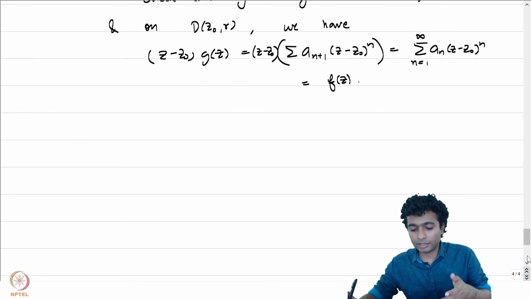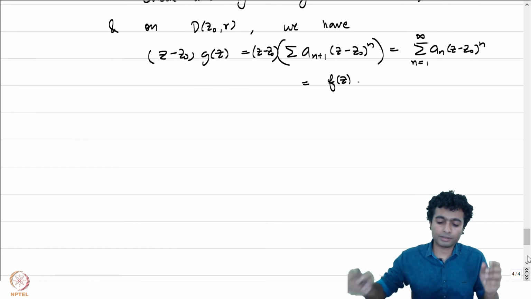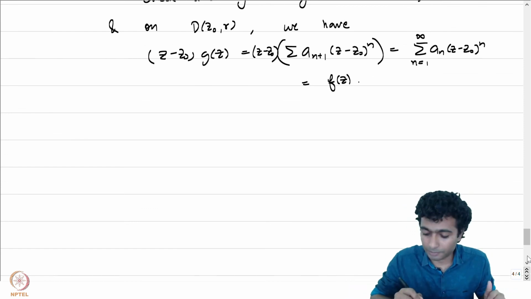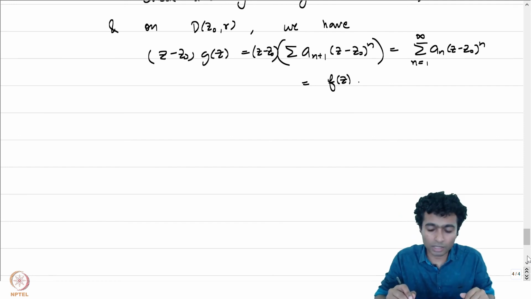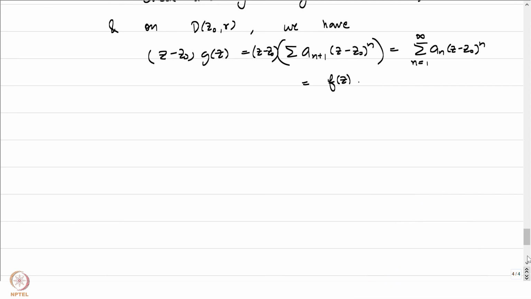This is in particular satisfied at the point z0 as well, because f of z0 is equal to 0 and the left hand side is equal to 0 as well. So what do we have? Hence, on D(z0, r), we have f of z is equal to z minus z0 times g of z.